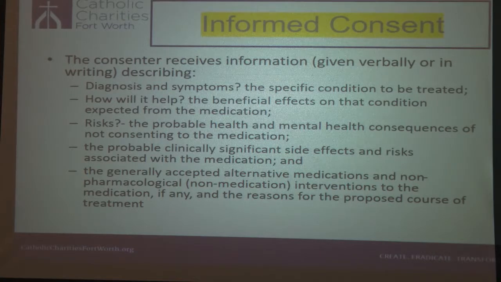The consenter receives information, given verbally or in writing, describing the diagnosis and symptoms, the specific condition to be treated, how it will help, the beneficial effects on that condition expected from the medication, the risks, the probable health and mental health consequences of not consenting to the medication, the probable clinically significant side effects and risks associated with the medication, and the generally accepted alternative medications and non-medication interventions, if any, and the reasons for the proposed course of treatment. This is what they have to give consent to.